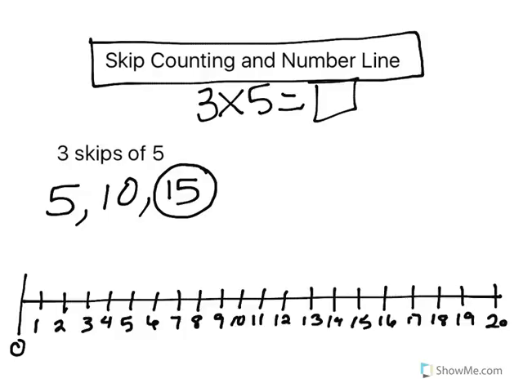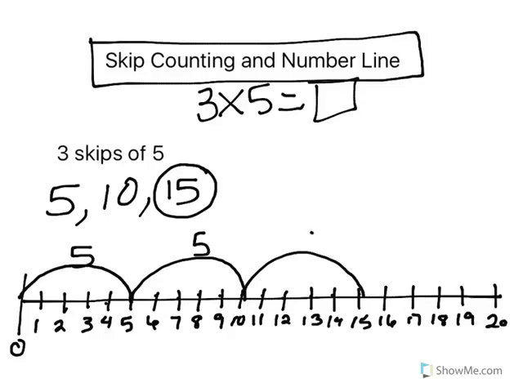I'm going to represent the same thing, 3 skips of 5. So I'm going to start with 0 and make my first skip of 5. That got me 1, 2, 3, 4, 5. So now from there I need another 5. 1, 2, 3, 4, 5. That brings me to 10. There's my second skip of 5. Another one because I need 3 skips of 5. 1, 2, 3, 4, 5. That takes me to 15. That's my third skip of 5, and I ended at the number 15.